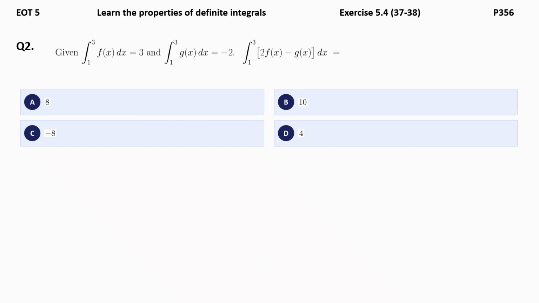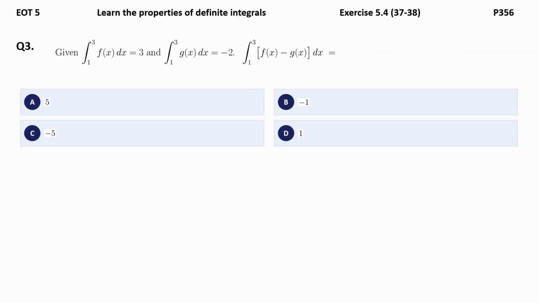Moving forward with question number 2, same way. Your f of x value is given as 3. Your g of x value is given as negative 2. Whereas you can see there is a 2 as a coefficient of f of x. So don't forget that. So this 2 multiplied by the f of x value, which is 3. And here is a minus. Again for g of x, the value is negative 2. So when you simplify, you will get 8 as your answer.